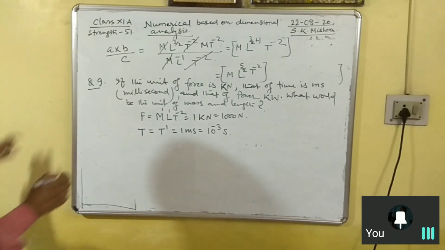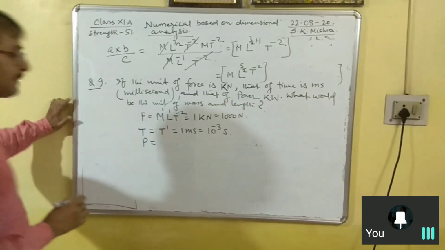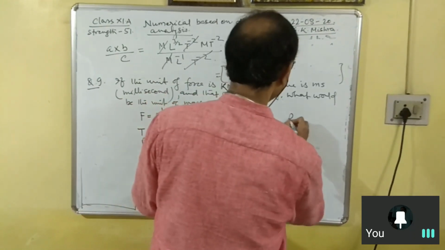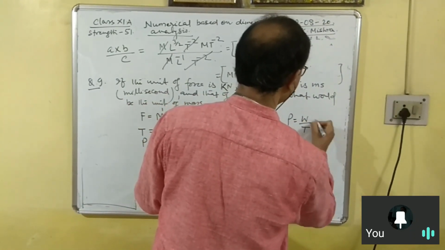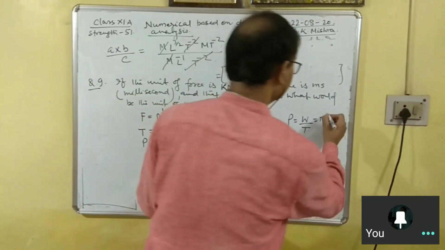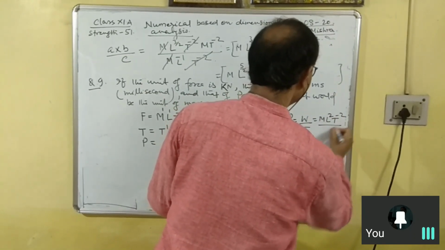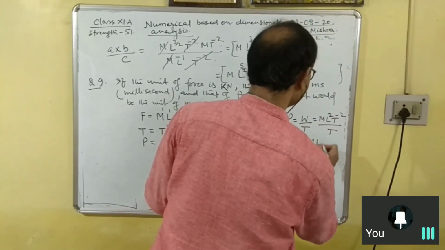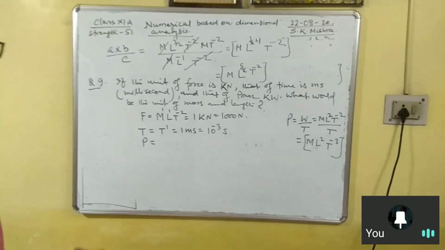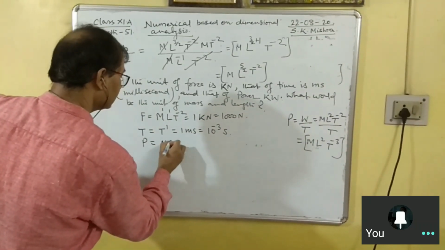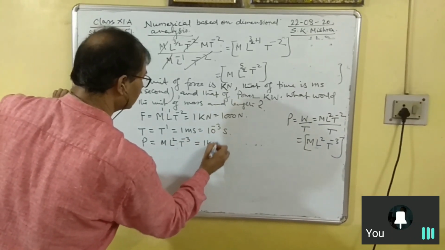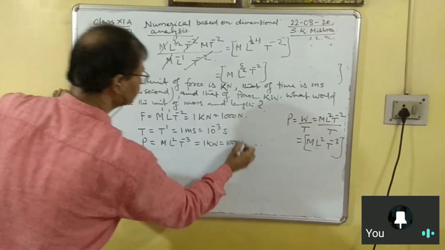And the power P is equal to energy per unit time, or work done per unit time. So work is mLt minus 2 into L, that is mL squared t minus 2, divided by t. So power dimension is mL squared t minus 3, and it is in kilowatt, 1 kilowatt, that is 1000 watt.